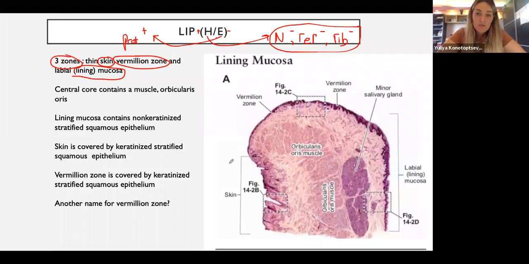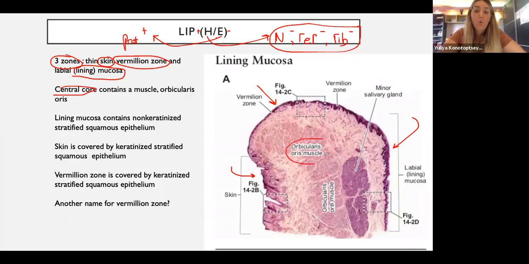So you can see that this is the skin segment. I repeat, it is right under the lip, right here. Then you see the vermilion zone. It's the visible lip, the lip that we see. And inside the lip, the one in the oral cavity, this is the lining mucosa. In the core of the lip, we have a muscle called orbicularis oris muscle. It looks like a circle.